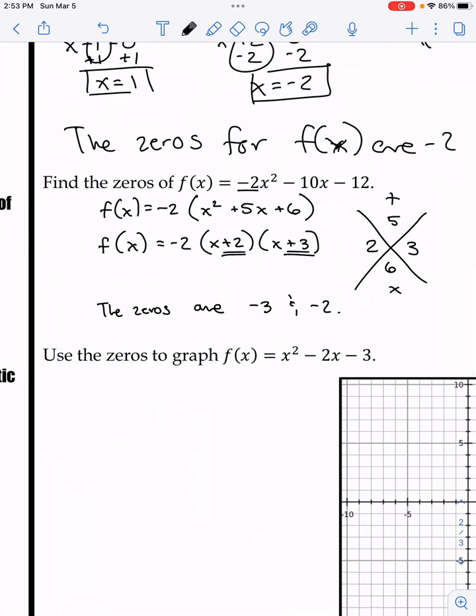All right, so now we're going to combine that idea and what we did on the front side to graph now. So this says use the zeros to graph this function. First we're going to factor. We can use x factor because our a value is 1, so we're going to put -2 our b value and -3 our c value. The factors that work out for this are 1 and -3. So rewriting this in factored form using intercept form, f of x equal to x plus 1 and x minus 3.